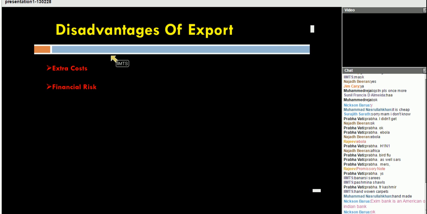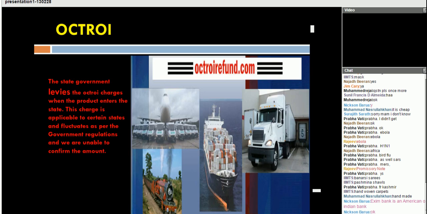Now, octroi is the tax, or we can say the duty, which is levied by the state government when the goods enter into a particular state. So this charge is applicable to certain states and fluctuates as per the government regulations, and we are unable to confirm the amount. When imported goods are sent to different states across the country, some states may put octroi on that.